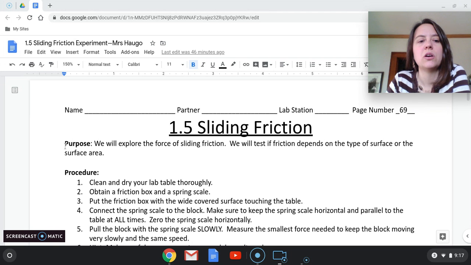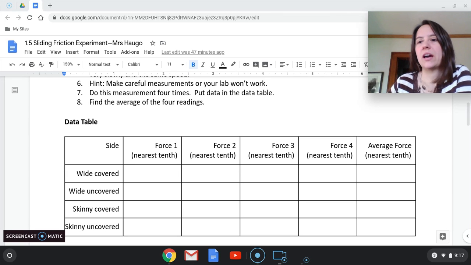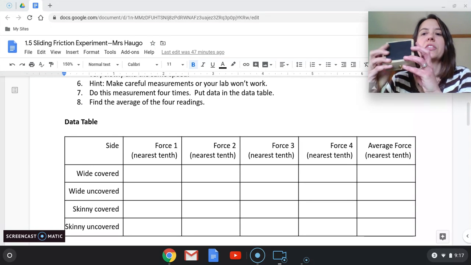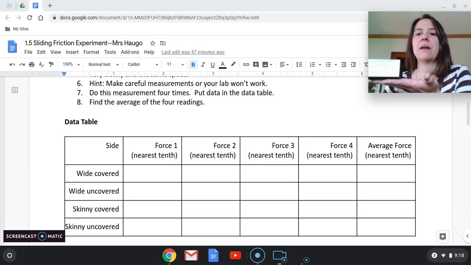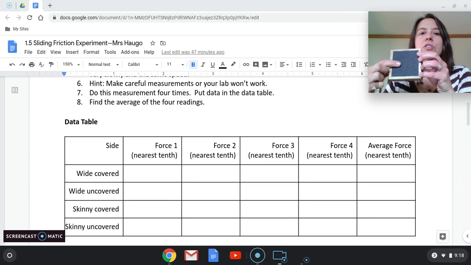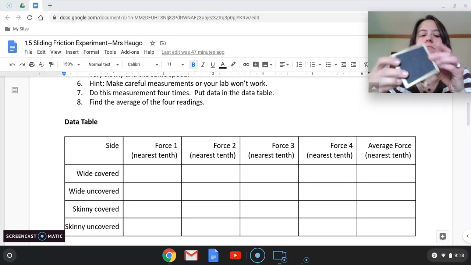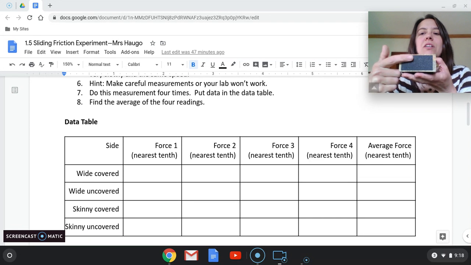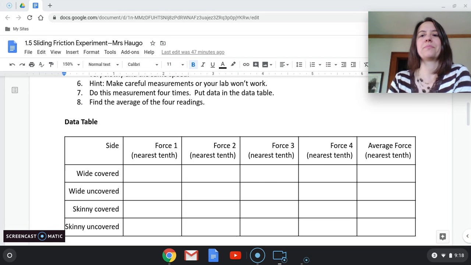Previously, in Part 2, we discussed the purpose, and we did our experiment where we had our friction box and we looked at the amount of friction, the force of friction to move it very slowly on the lab table, on the wide covered surface, the wide uncovered surface, and the narrow covered surface. So what we have left is the skinny or narrow uncovered surface. So let's do that now.